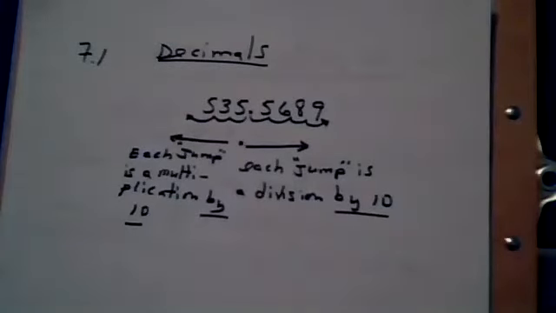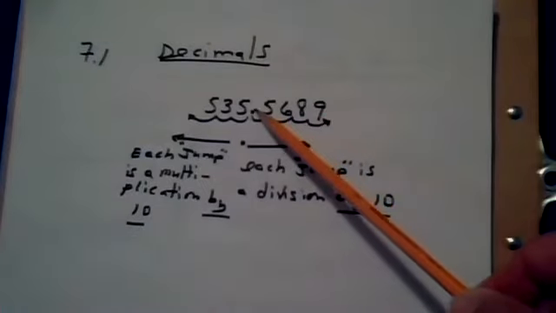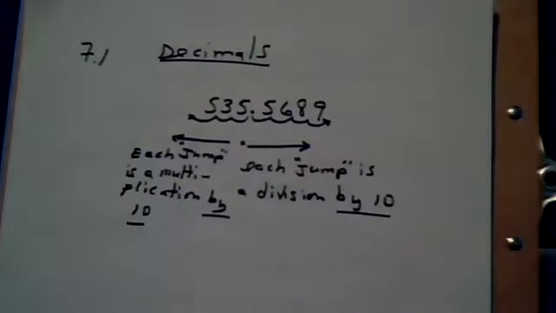Decimals. When you think of decimals, you might think of a point. But the term is also used to talk about numbers that have that point, that decimal. Decimal numbers have a decimal. Notice that this decimal, if it moves this way, each time you hop over, you're multiplying by 10. Every time this decimal moves this direction, each of those jumps counts as a division by 10.